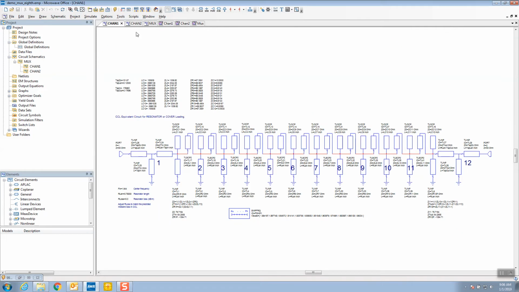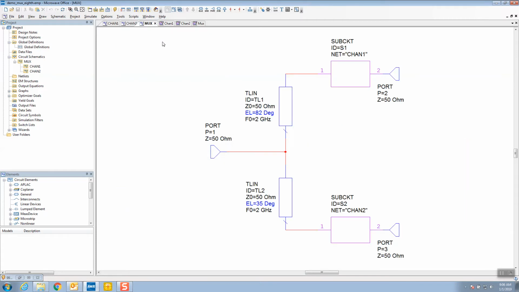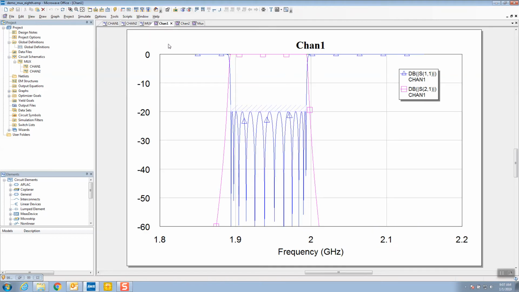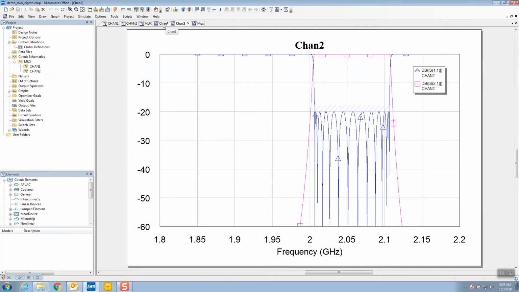So here's our first channel. The second channel, of course, looks very similar. Each one of these requires 24 variables to optimize. And again, here's our top level MUX schematic. And right now, the two channel filters are actually doubly terminated. We're starting with doubly terminated designs here.